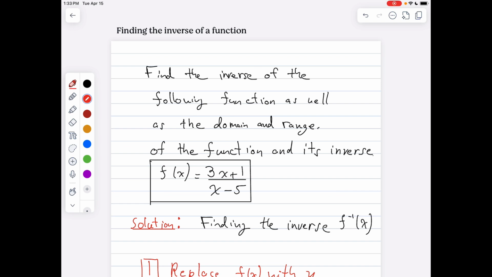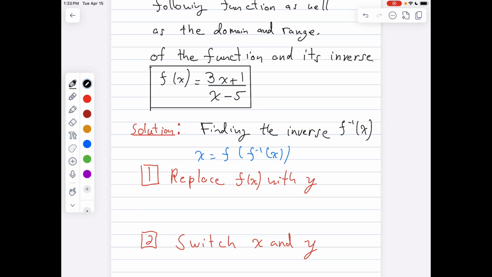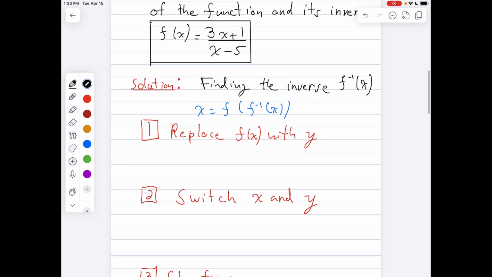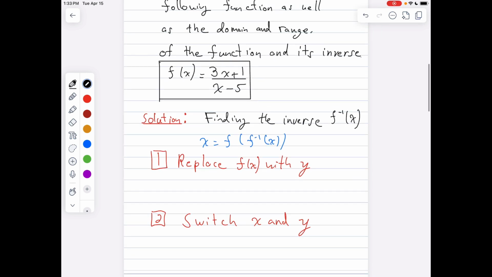So we're going to start by just finding the inverse first, and assuming this is invertible. And the main idea here is when you take a function and compose it with its inverse, which we often call f to the minus 1 of x, with that notation, this equals x. And that's the main idea here. Now, there are some standard steps to finding inverses, algebraically speaking.